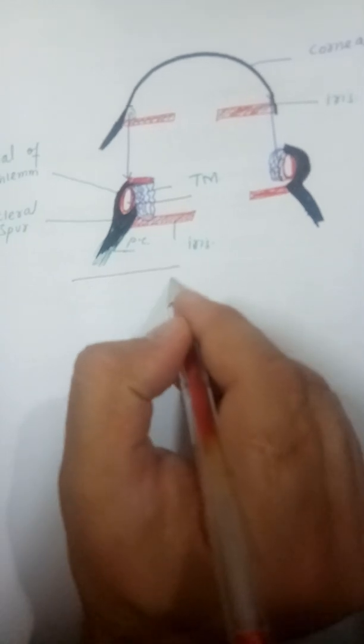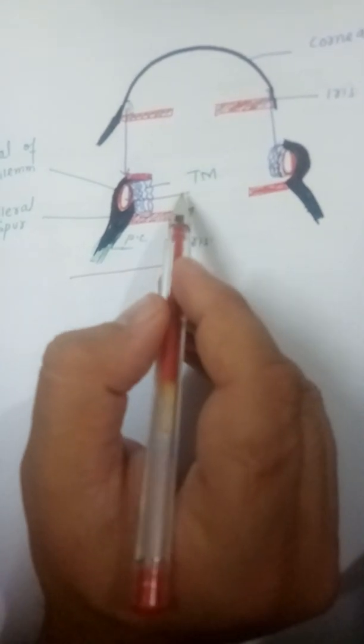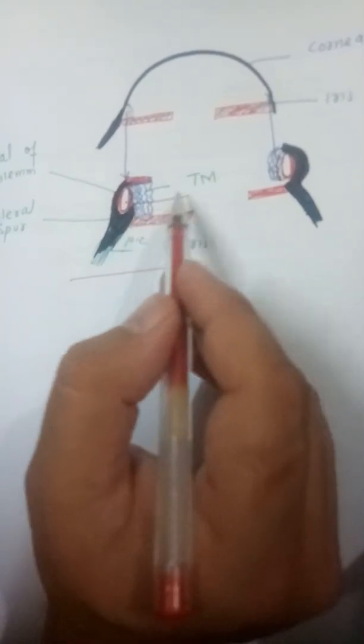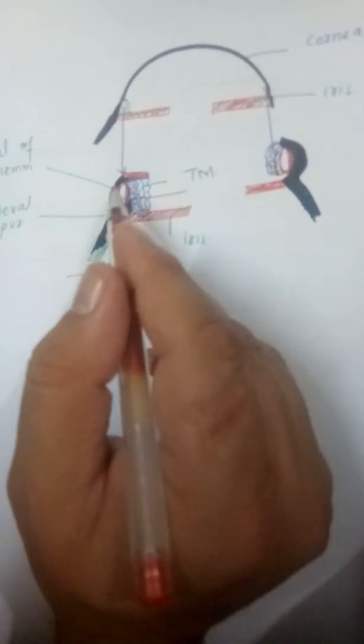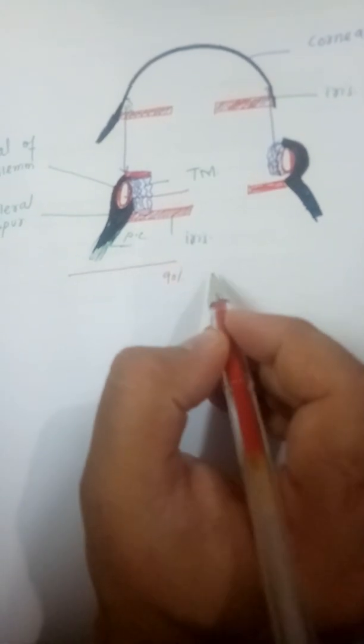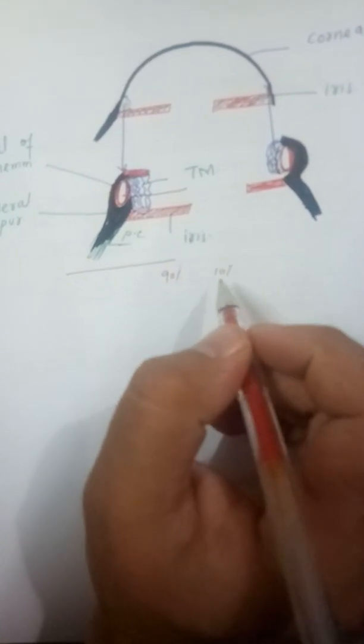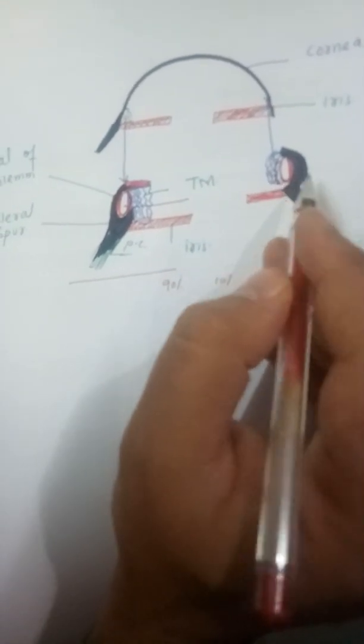Okay, 90% of aqueous drainage occurs through this pathway, and this one is called the conventional pathway, or trabecular meshwork pathway. But 10% of aqueous drainage also takes place through another pathway.